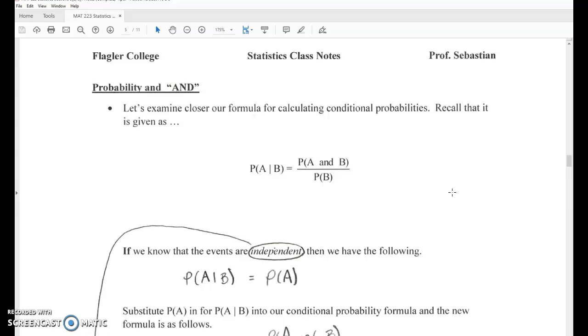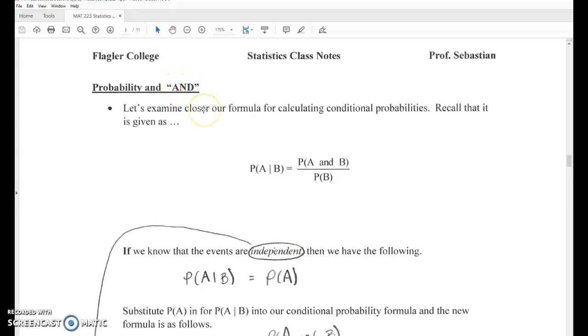We're on page 70 in section 5.3, and we are trying to work our way towards a rule for the word and, right? Remember, we combine events like A and B. So we need to understand a little bit about how to do that. Probability and the word and.